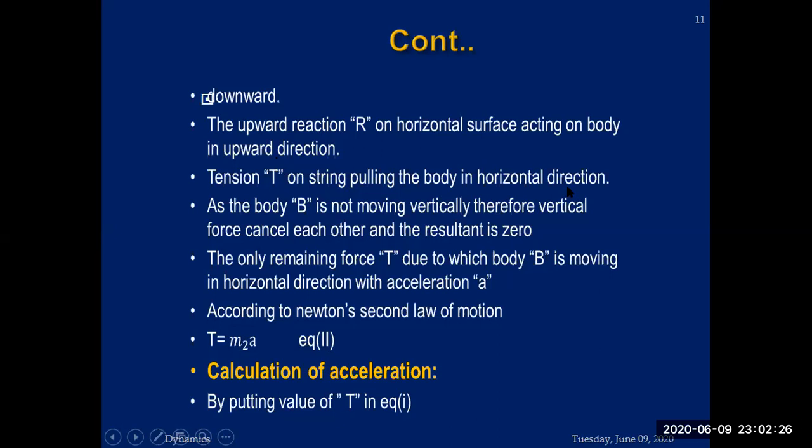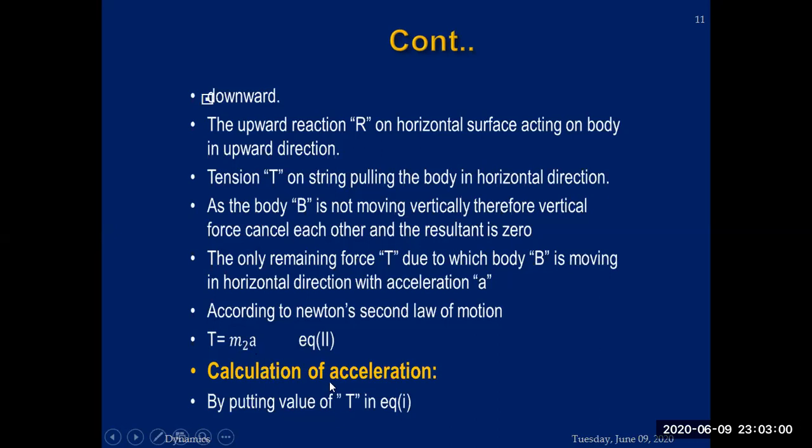This is the detailed explanation. Body B is not moving vertically, therefore the forces cancel each other, which I have already discussed. Weight is cancelling the reaction R of the table because there is no motion along the vertical direction. So which one is the only remaining force? This one, T, due to which the body moves in the horizontal direction with acceleration. According to Newton's second law of motion, you apply the force acting on the body and the acceleration produced. That is tension acting towards the pulley and producing acceleration in the body of mass m2.